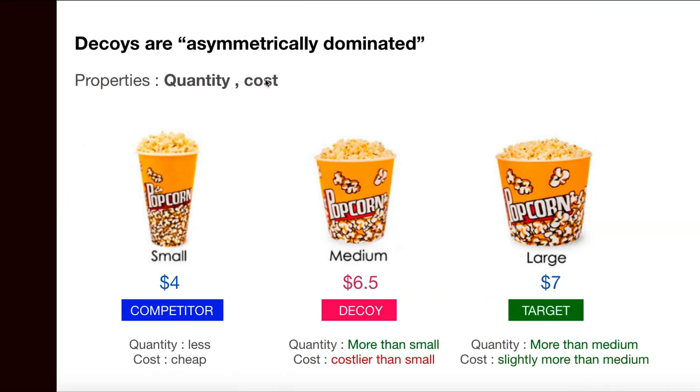its quantity and cost. Okay, so if you see here for the competitor, which is small, which is $4, the quantity is less and the cost is cheap. Okay, go to the decoy. When we go to the decoy, the quantity is more than small, which is super beneficial for the consumer because we're getting more. But on the flip side, the cost is costlier than small. Okay, now something to think about. I'm getting more, which is like I'm happy to get more, but I need to spend a little more, which is something to think about.